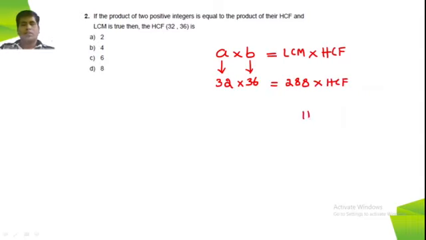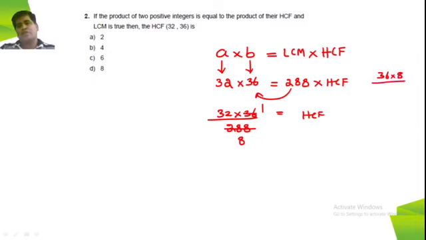So HCF is equal to, take it to that side, 32 into 36 by 288. So cut it with the 36 table: 36 ones are 36, and it goes by how many times? 8 times. Cross check: 36 into 8, 8 6s are 48, 8 3s are 24, 24 plus 4 is 28. So it goes by 8 times.